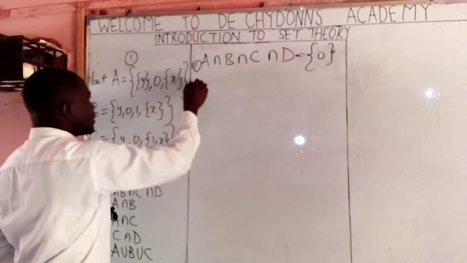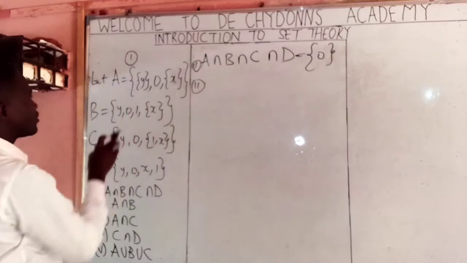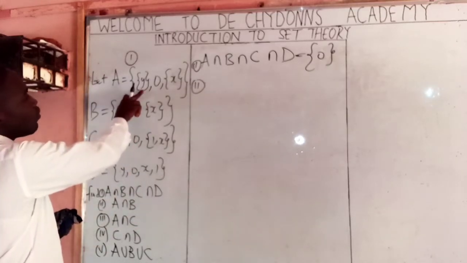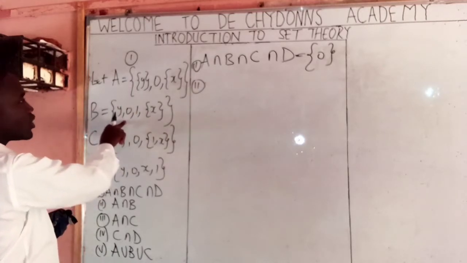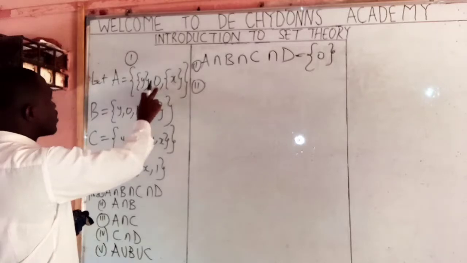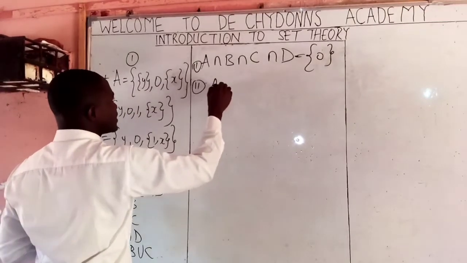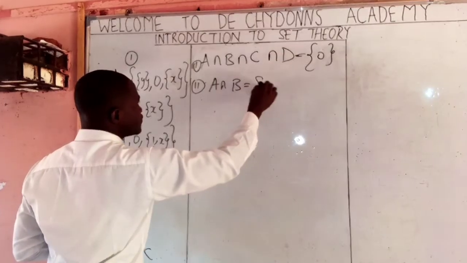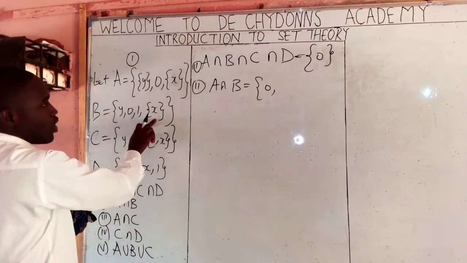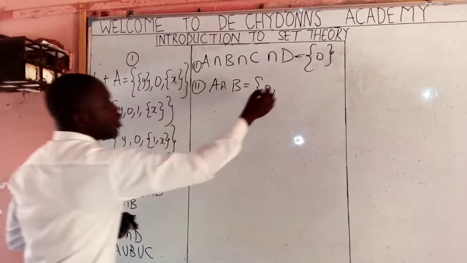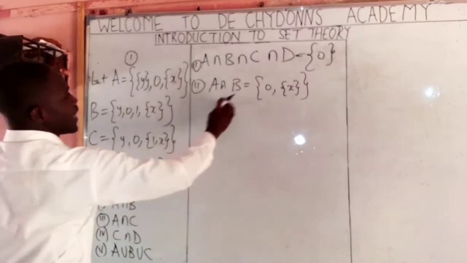We go to question number 2. A intersection B. A has Y in curly bracket, B has only Y, not in curly bracket. A has 0, B has 0. I will now say A intersection B is that they have 0. Now A has S in curly bracket, B has S in curly bracket as it is in A. So we put it this way. So this is A intersection B.